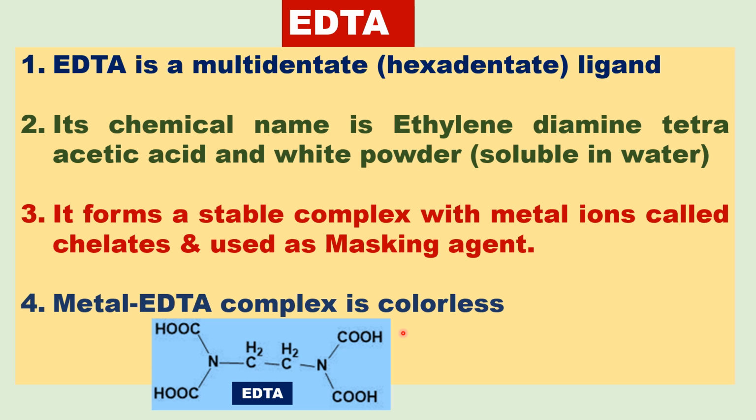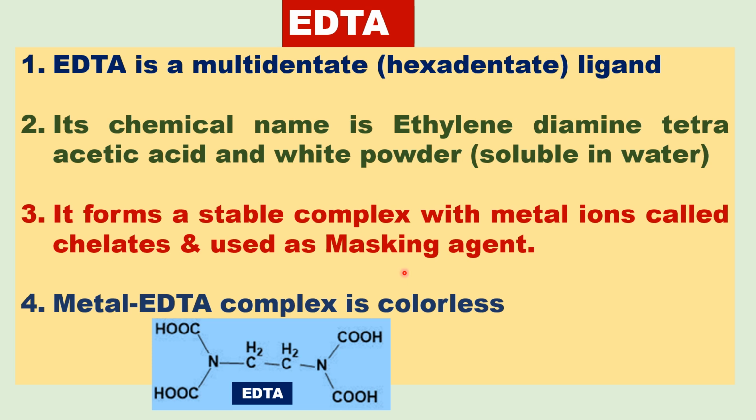COO minus. It is the sodium salt of EDTA. Its chemical name is ethylene diamine tetraacetate. It is a white crystalline powder soluble in water. It forms a stable complex with almost all the metal ions, called chelates, and the process is called chelation. It is also used as a masking agent.